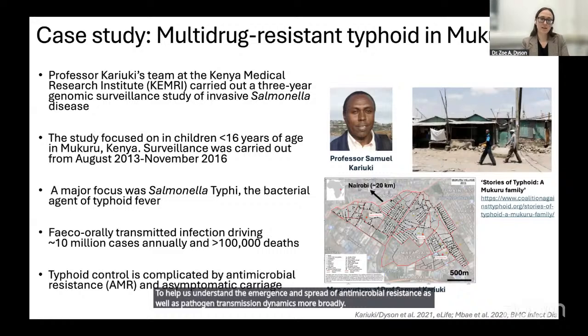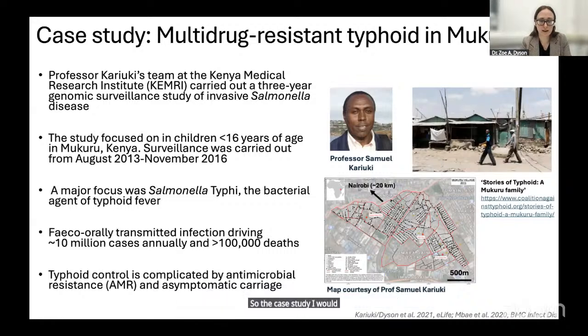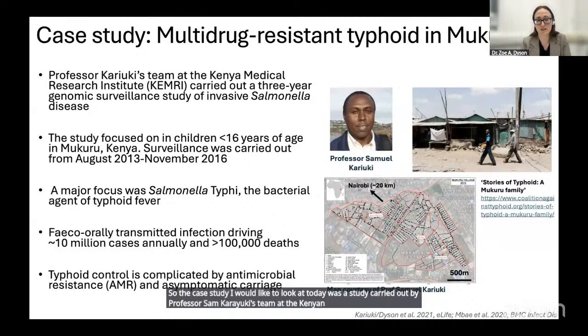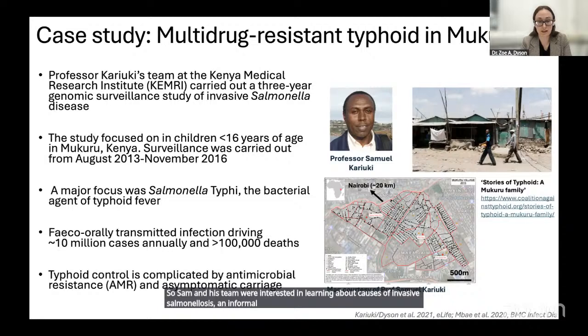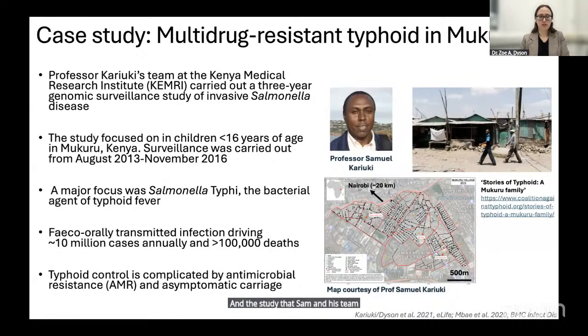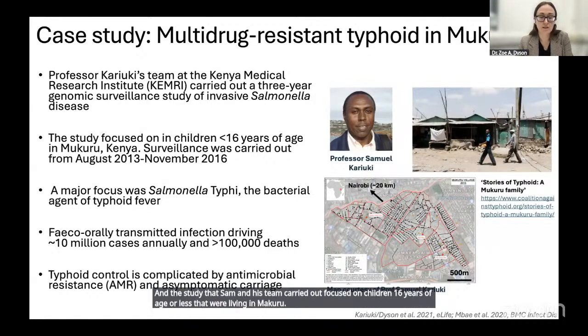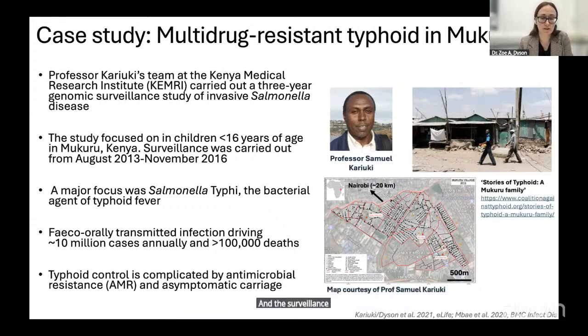So the case study I would like to look at today was a study carried out by Professor Sam Kariuki's team at the Kenyan Medical Research Institute, or KEMRI. So Sam and his team were interested in learning about causes of invasive salmonellosis in an informal settlement, Nakuru, in Kenya. And the study focused on children 16 years of age or less that were living in Nakuru. And the surveillance was carried out from August 2013 through to November 2016.